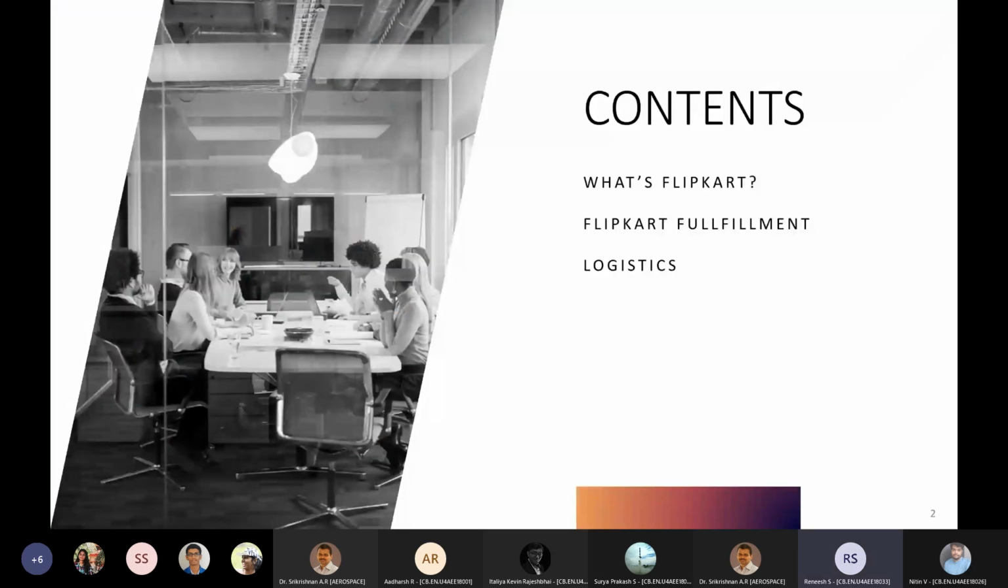So the contents which we'll be seeing today are a small introduction about Flipkart and how Flipkart fulfills its orders from the customers, and the logistics of the products being delivered to the customers. Next slide.